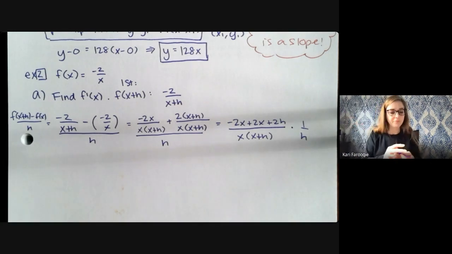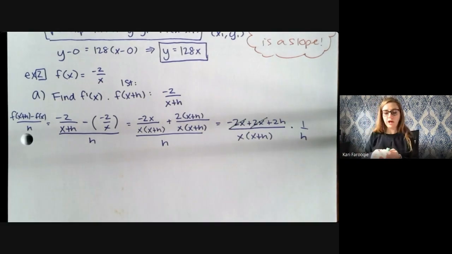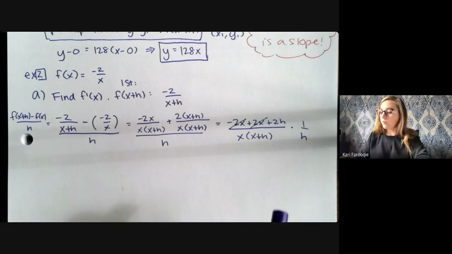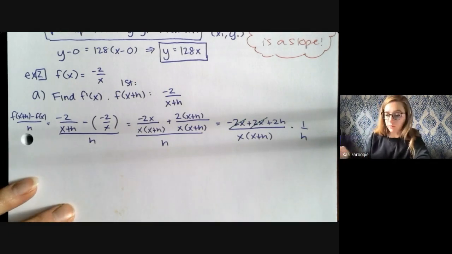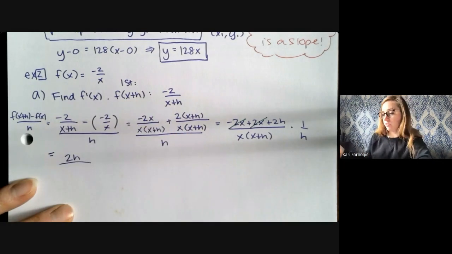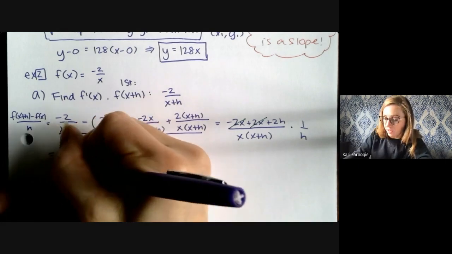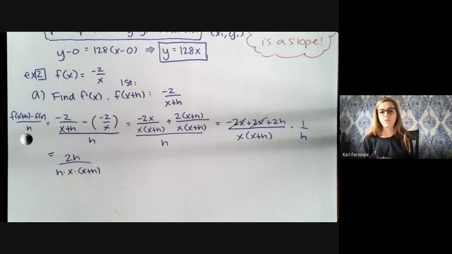Now, a lot just happened. I'm going to at least get rid of these two additive inverses. -2x plus 2x, those are gone. We can technically cancel those h's out now, but I'm going to rewrite it first so it's really clear, because I want to make sure that we're only doing things that we are allowed to do in mathematics. So this is h times x plus h.